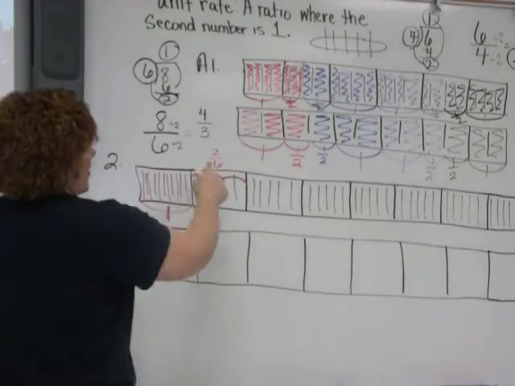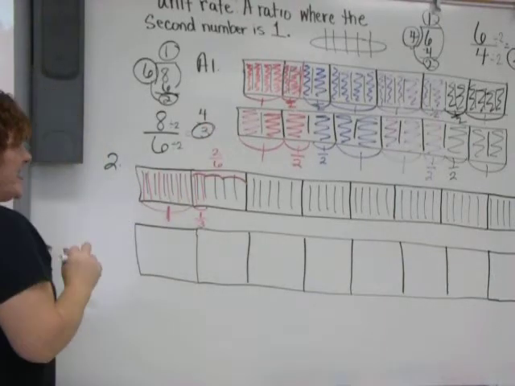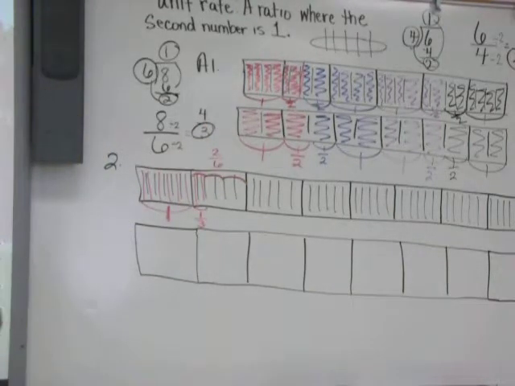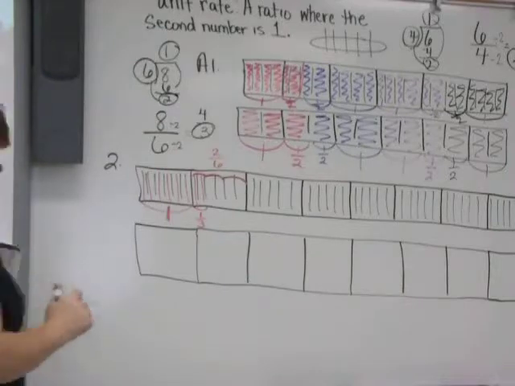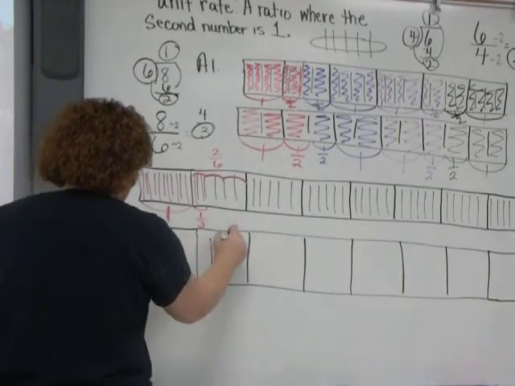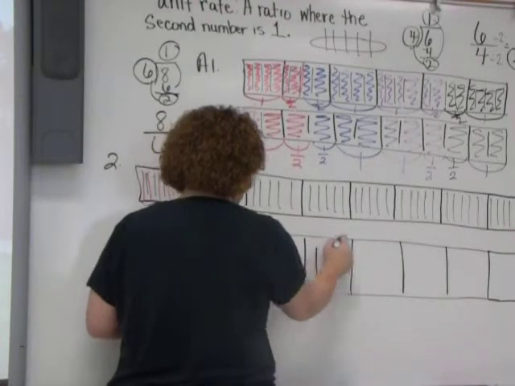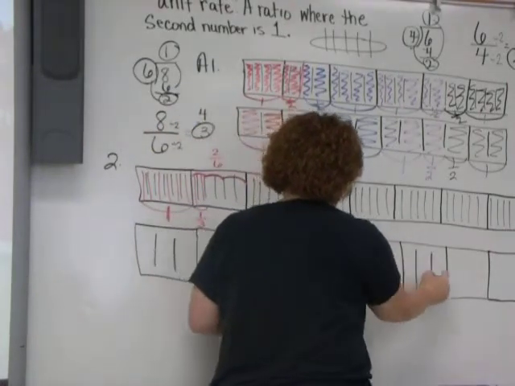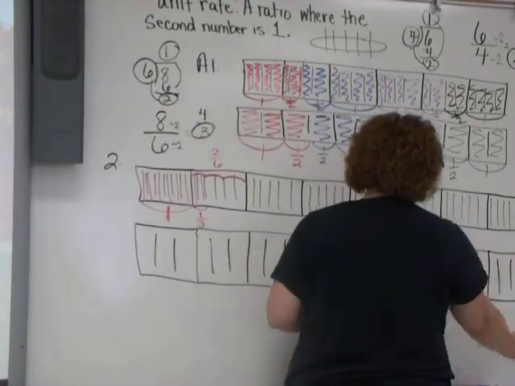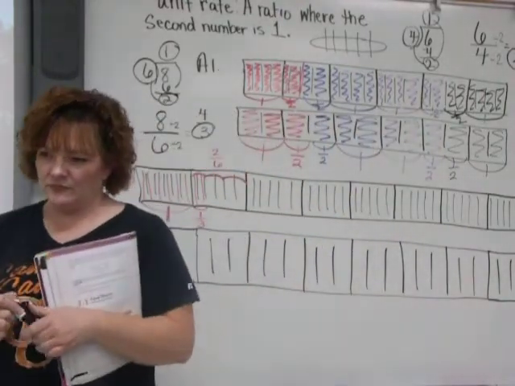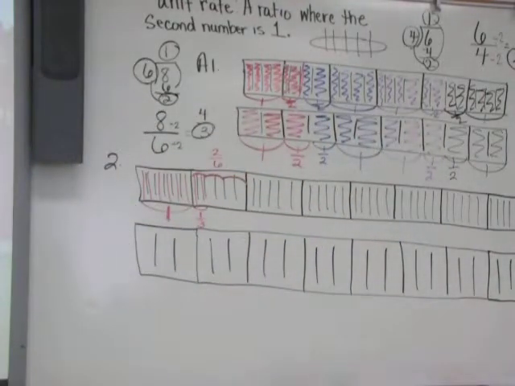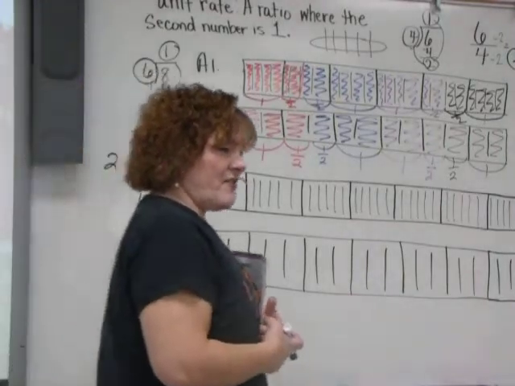But the second way we're going to show it is breaking now each of our 8 pieces into 3. How many marks am I making? 2. So I'm going in each segment and I'm breaking it into thirds. Yes. Now, put 3 marks in each of your 8 segments.